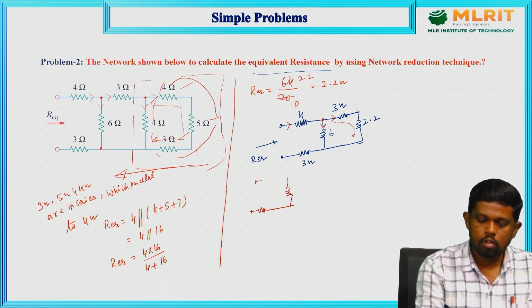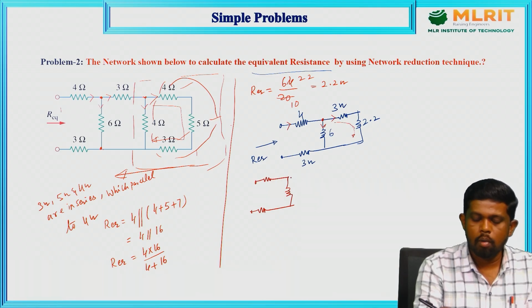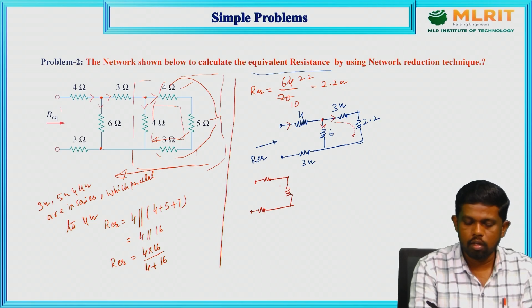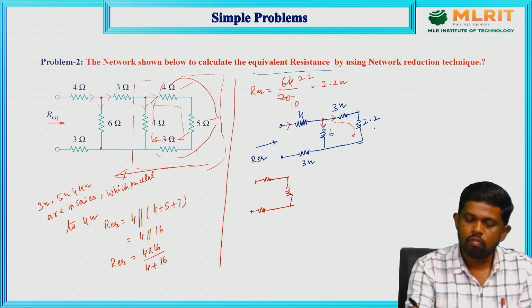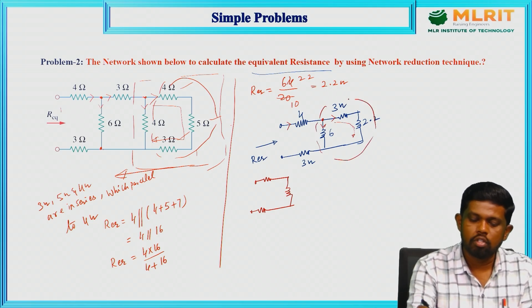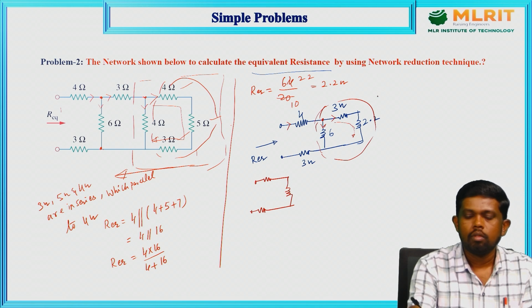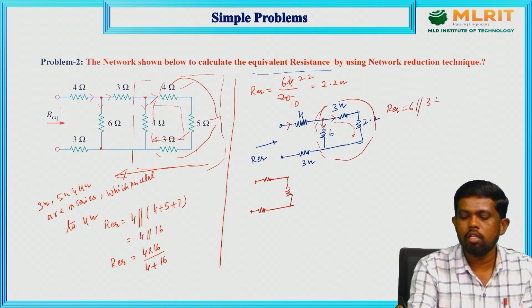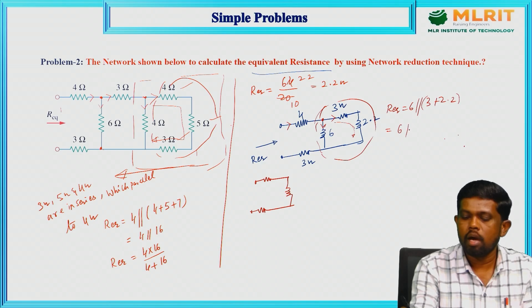Here the upcoming network is going to come like this. So for this we need to reduce these two combinations. We need to find the combination of these two. That is, R equivalent of this combination is 6 parallel to 3 plus 2.2. That means 6 parallel to 5.22.